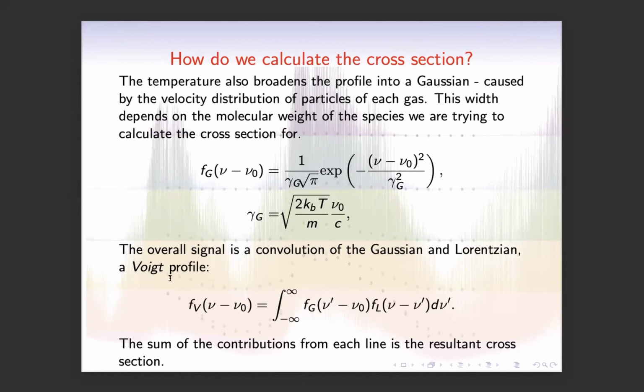So for each of these lines, we need to basically apply a Voigt profile to it, sum them all up to get the overall opacity, overall cross-section, sorry. And then from that cross-section, you can then work out the opacity by timesing by the mixing fraction and then number density, et cetera, to get the total value. And then that's what's used in your radiative transfer.